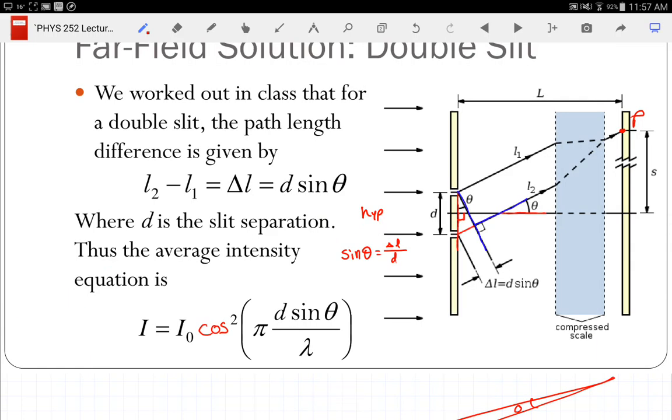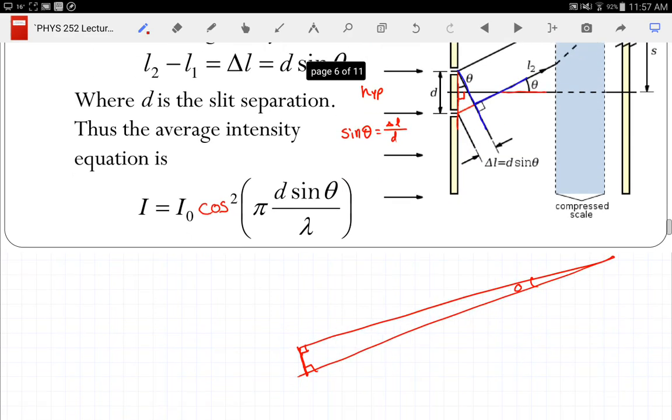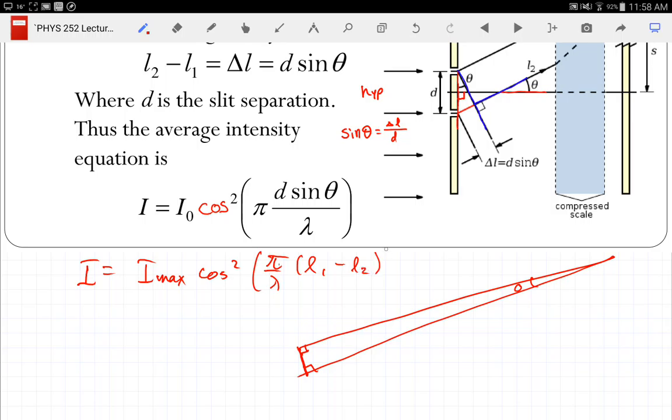That means that what we do is we use the angle of our viewing, the angle to the screen, as our one variable, and then we know delta L is just d sine theta. Well, delta L is L1 minus L2. So from the previous page, I had I is equal to I max cosine squared of pi over lambda. I'm not sure if I had L1 minus L2 or L2 minus L1. Like I said, it doesn't matter because it's the same answer.